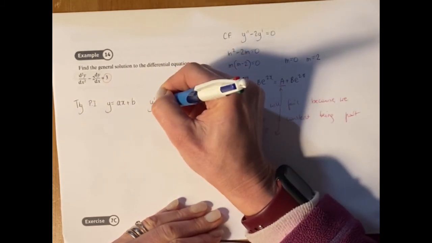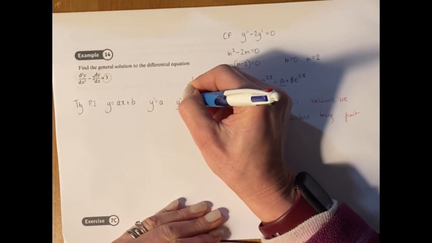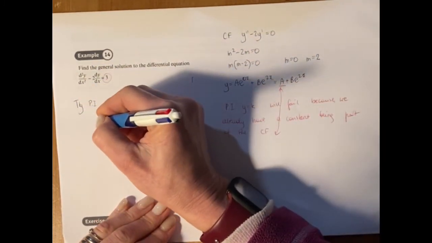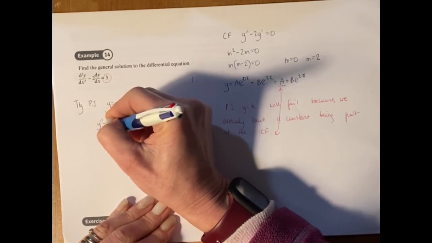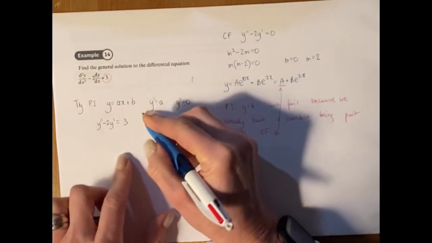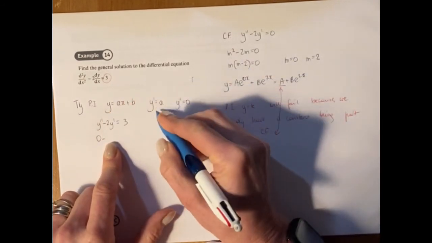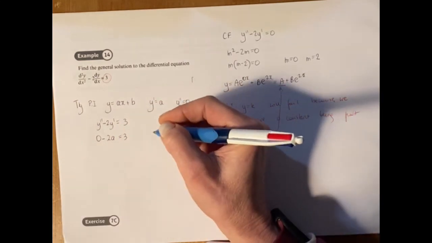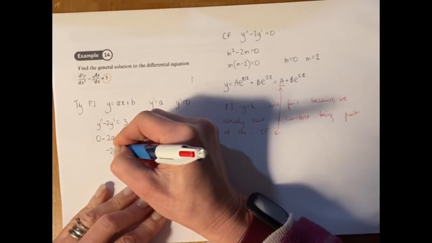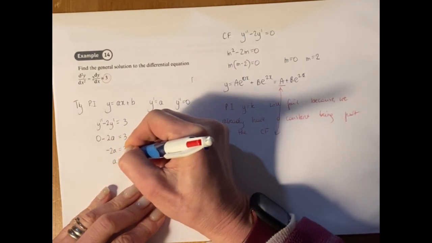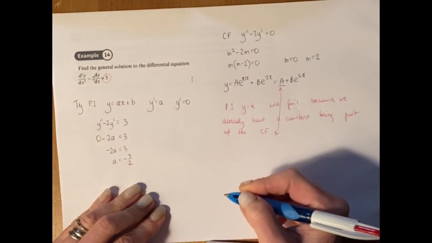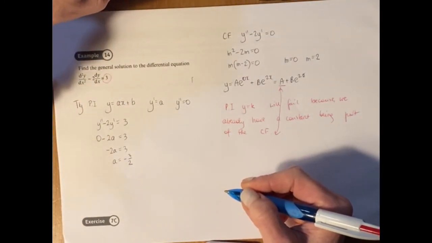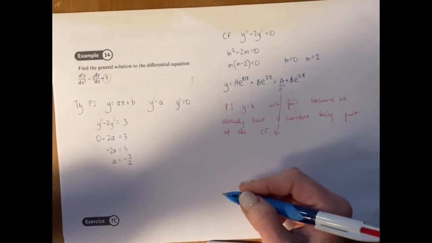So y dash is a and y double dash is 0. So substituting these into y double dash minus 2y dash equals 3. So it's 0 minus 2a is equal to 3. So that gives me minus 2a is equal to 3, so a is equal to minus 3 over 2. Okay, so I think in that particular case, oh, I know what I've done.